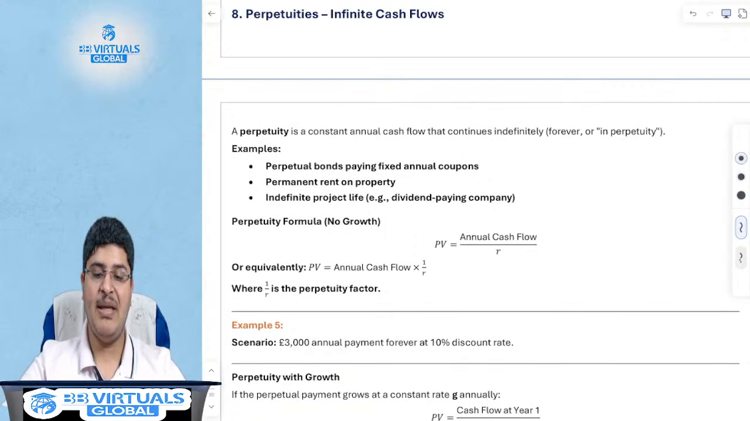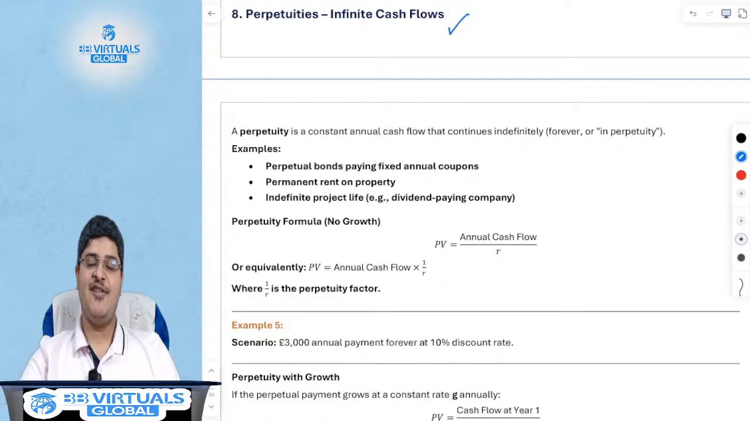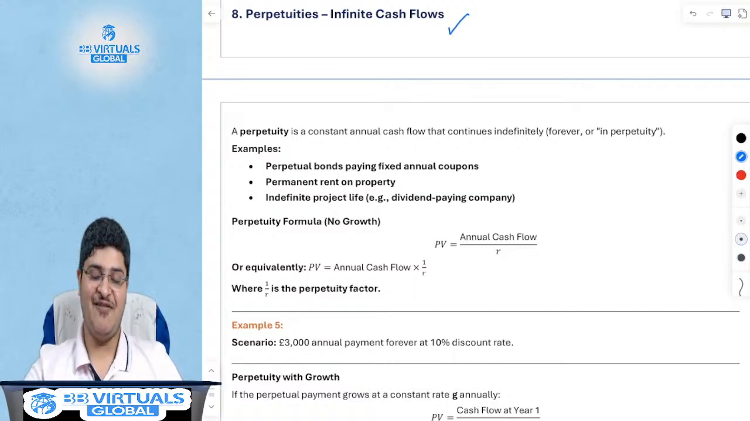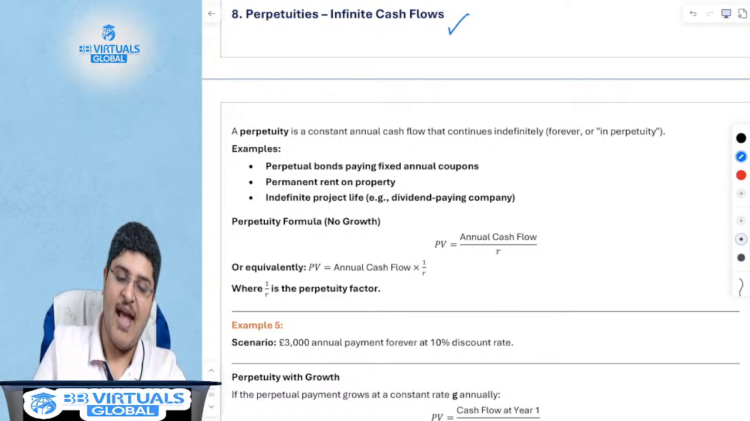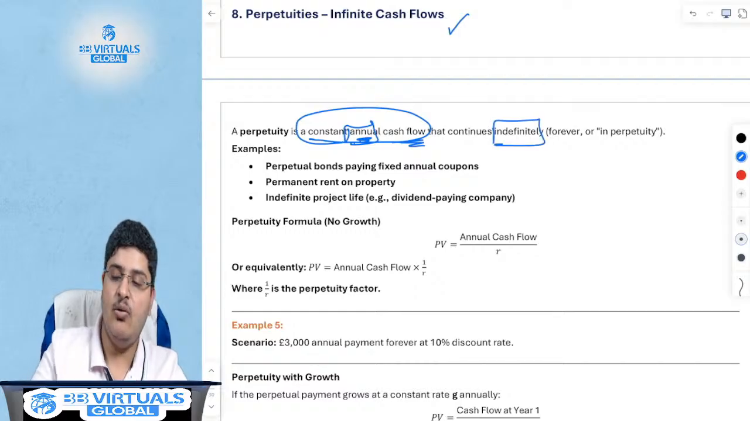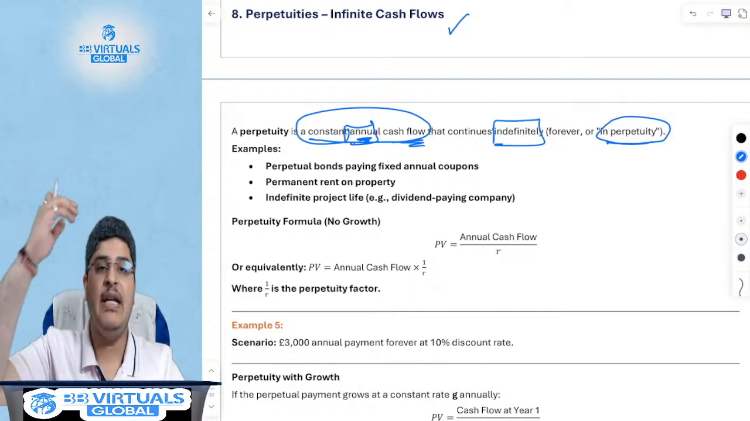Coming back to the concepts. Perpetuities, which is if you get infinite cash flows. Sir, please tell us a scheme which will give us infinite cash flows. Let's assume there was a bond. Actually, what is the meaning of perpetuity before that? It is a constant annual cash flow that continues indefinitely, that continues perpetually or in perpetuity, forever, indefinitely.